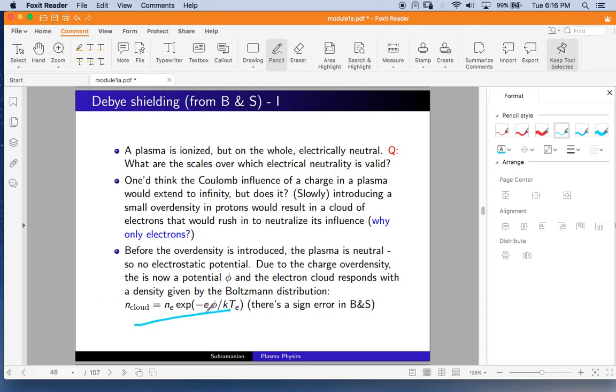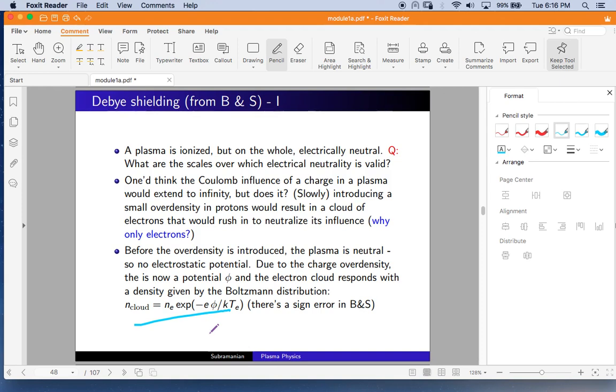Okay, this is the potential, and this is the thermal energy. k is the Boltzmann constant, and by the way, there's a sign error in Boyd and Sanderson. There should be a negative sign here. So that is one way of looking at it. Okay, here are some particles which are subjected to a potential, and what would the density of these particles look like? That's it. You can simply write it down.